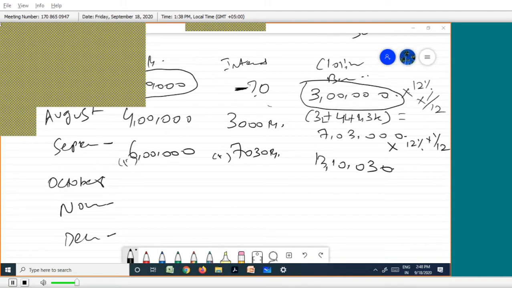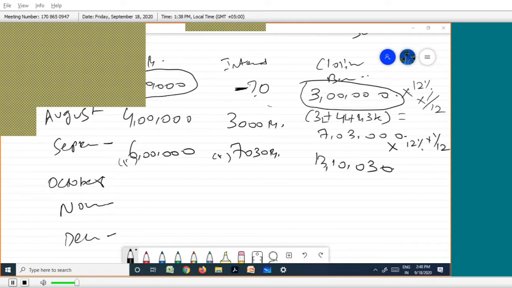Again the same thing we have to apply for September month. Now what I suggest is, I did it for July, August, September. You do it for October, November, December.